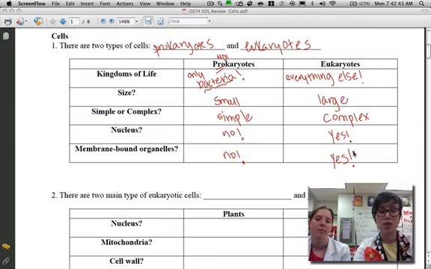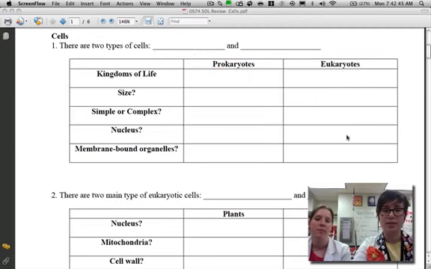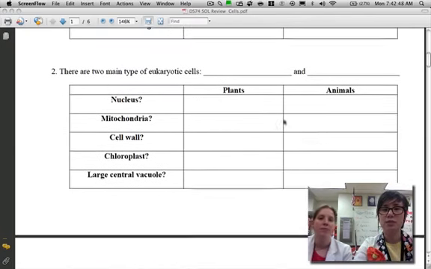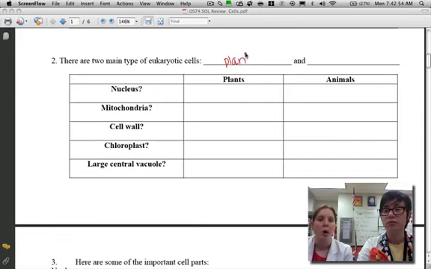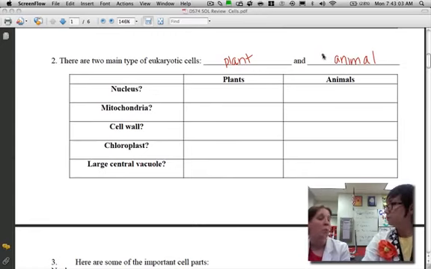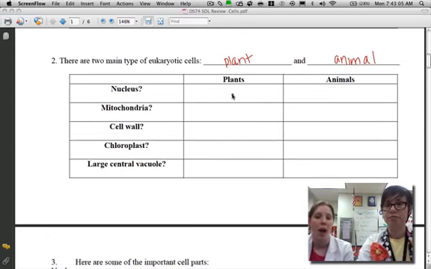All right, let's go down and look at the second table. There are two main types of eukaryotic cells, so let's talk about what those two types are. The two types they're going to ask you about the most on the SOL are plant and animal cells. So once again, let's use this table to compare and contrast them. Starting off with nucleus, these are both eukaryotes, so they are both going to have a nucleus. Very nice.